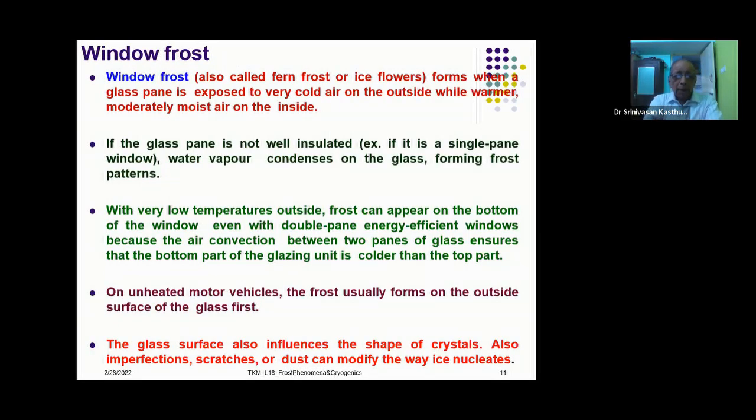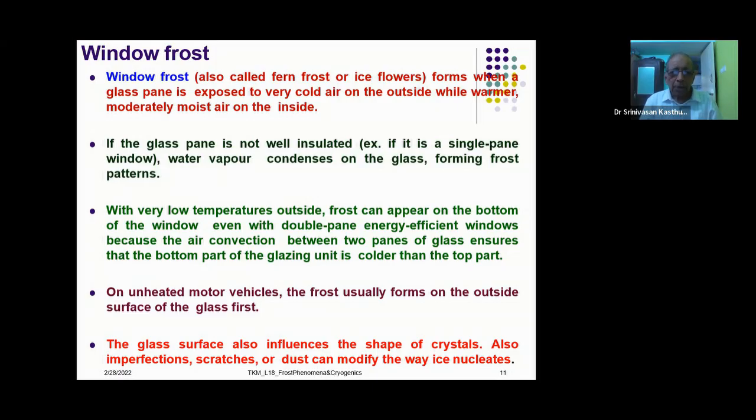Okay. Next, we come to window frost. What is window frost? Window frost is also known as permafrost or ice flowers. They form when the glass pane is exposed to very cold air on the outside. Now, the glass pane has two sides. One is outside, which is exposed to cold air. The other is inside, where you have moderately moist air. So on one side, you have a somewhat warm condition, and on the other side, you have a cold condition.